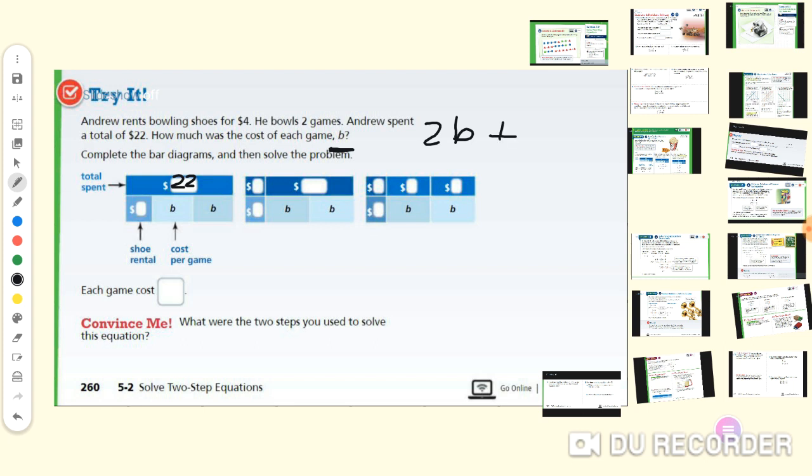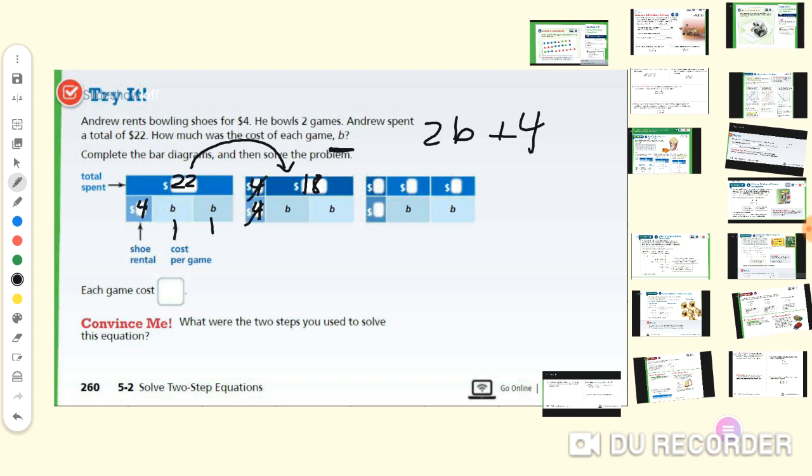Plus the first $4. He already added 4 from the beginning for the shoes. So the initial value is 4, and then B game plus B game. To calculate it, I can take the 22 and divide it into 2 parts. One is 4, so the next is 22 minus 4, which is 18. And here is 4 and 2B. 4 with 4, take it off.